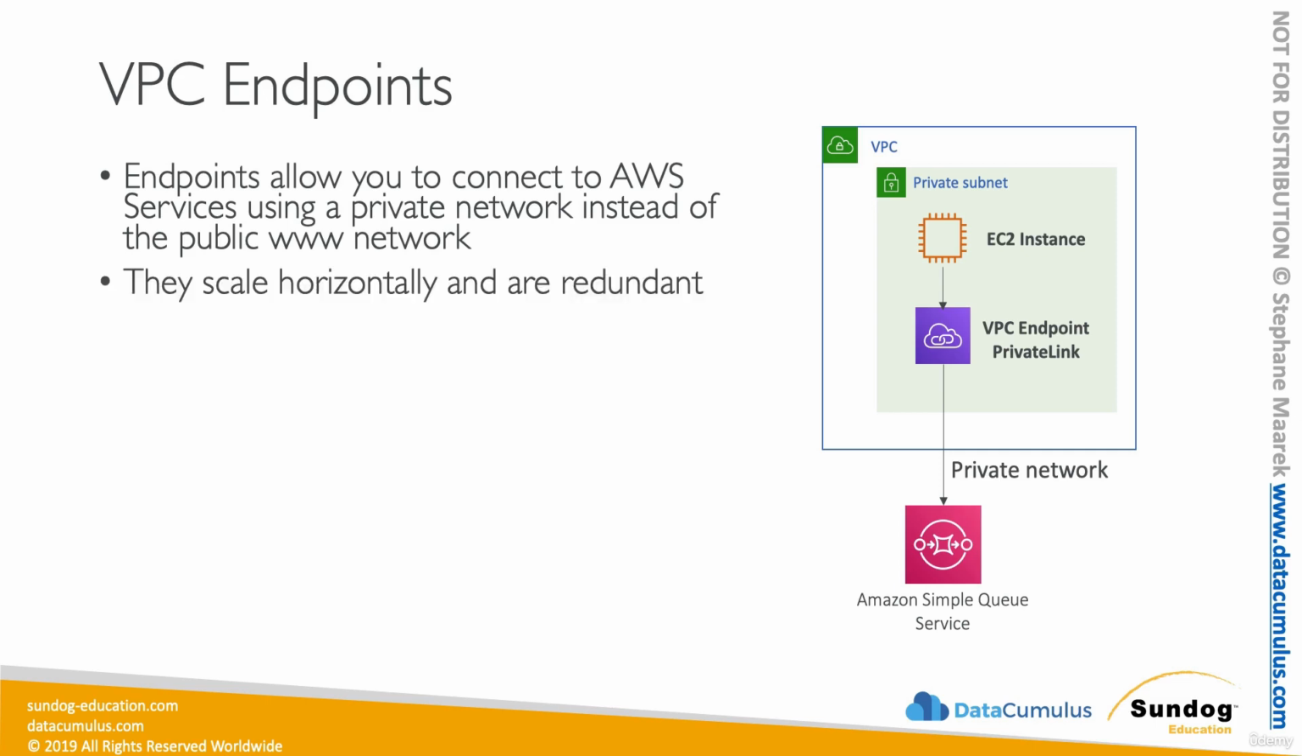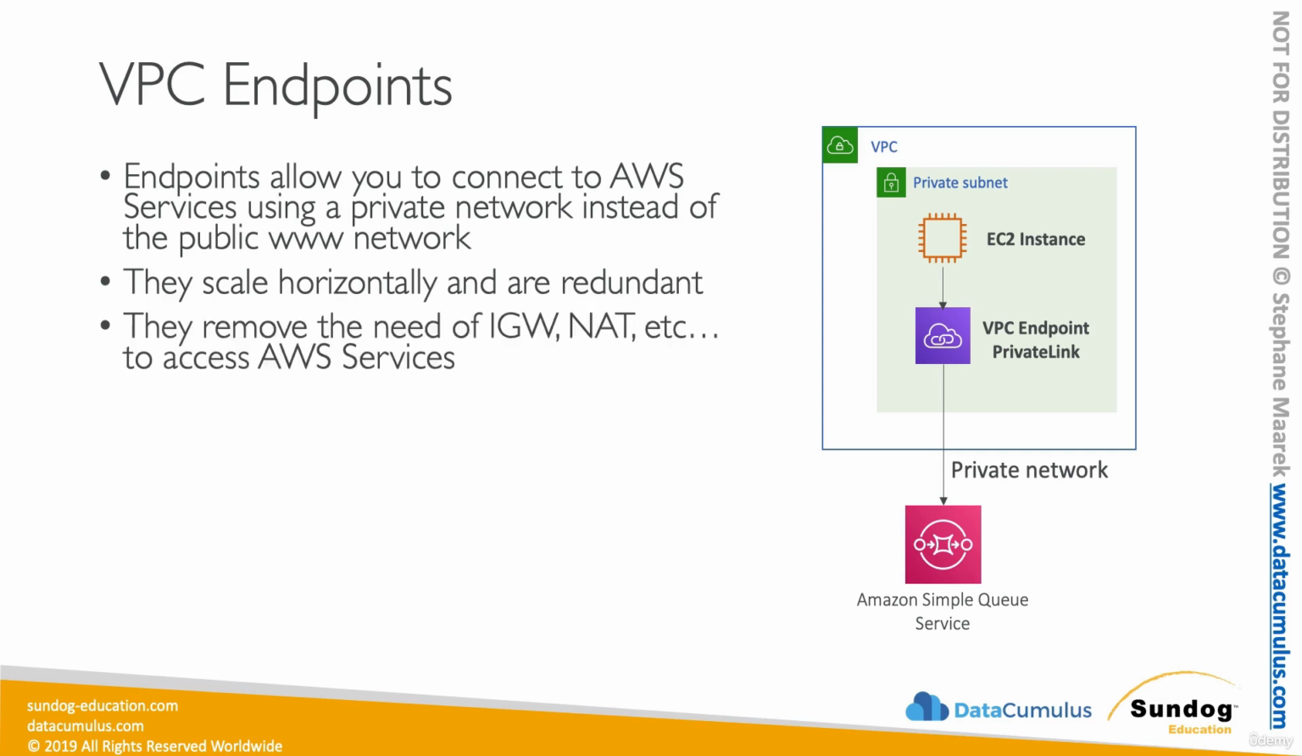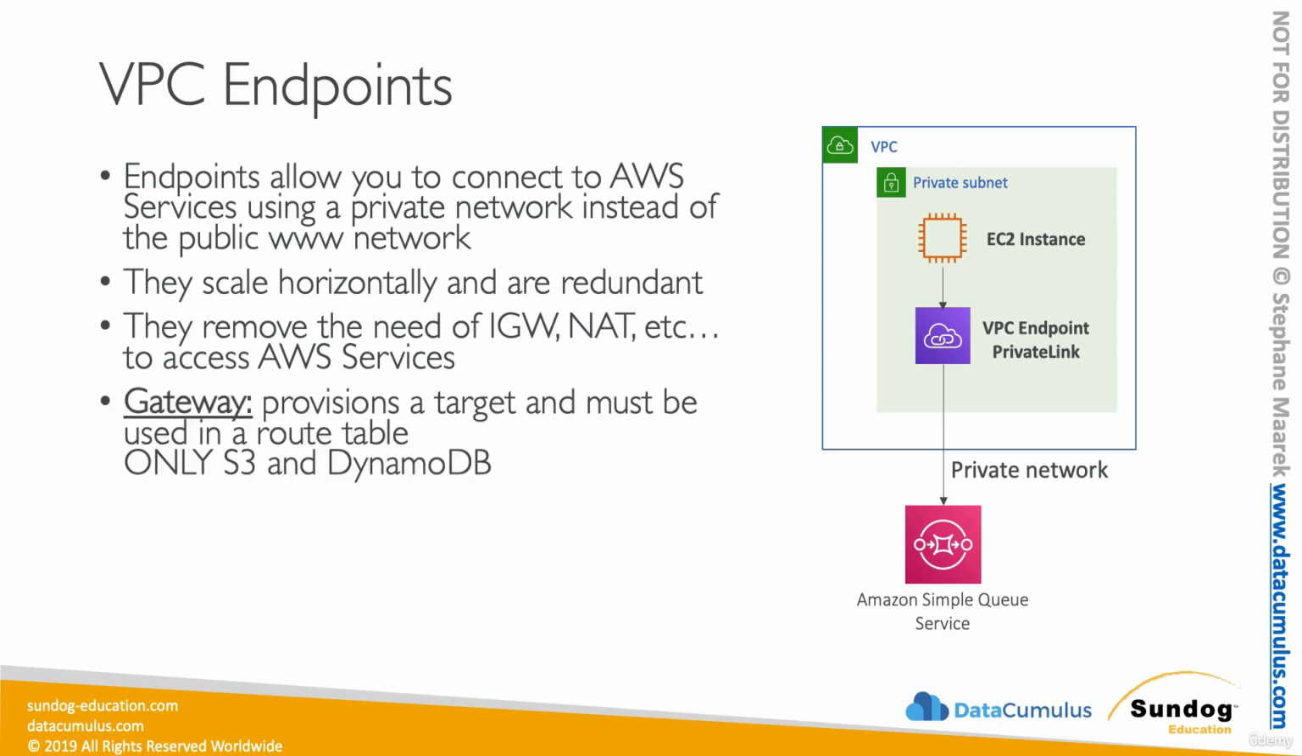They scale horizontally and they're redundant. You don't need to manage them. AWS does that for you. And they basically remove the need to create an internet gateway, a NAT gateway, NAT instance, or whatever to access any AWS services. You have two types of VPC endpoints.